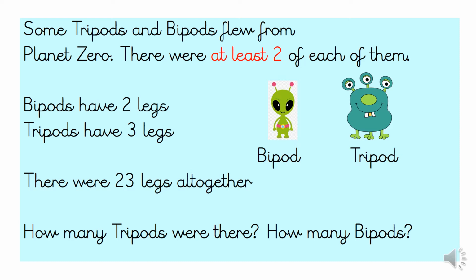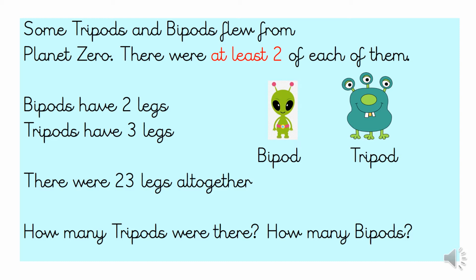So some tripods and bipods flew from planet Zero. Bipods have 2 legs, as you can see, they're the little green alien, and tripods have 3 legs. We can think of the word triangle, the tri part always meaning 3, so that reminds you that tripods have 3 legs.